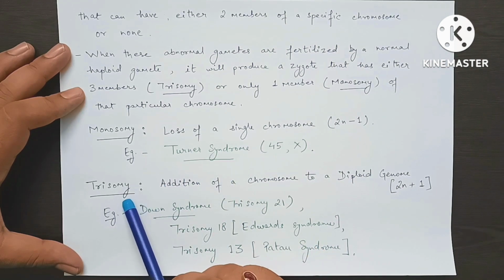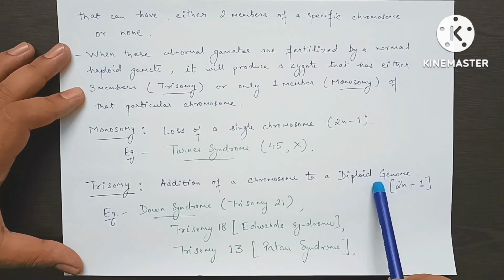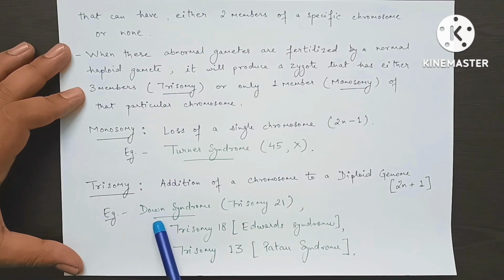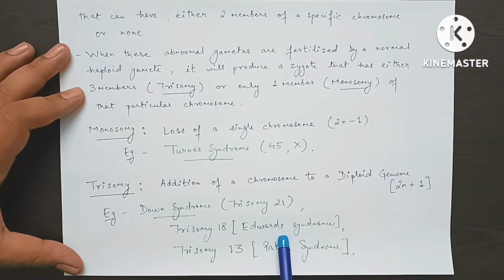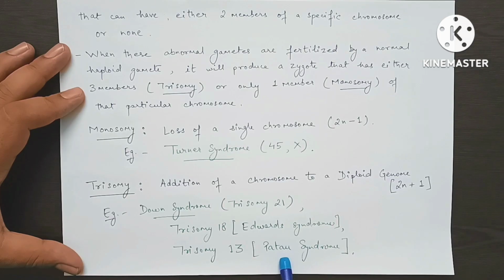Similarly, trisomy is the addition of a chromosome to a diploid genome. The formula is 2n plus 1. Examples of trisomy are Down syndrome, that is trisomy 21, trisomy 18, that is Edwards syndrome, and trisomy 13 or Patau syndrome. These were also discussed previously.